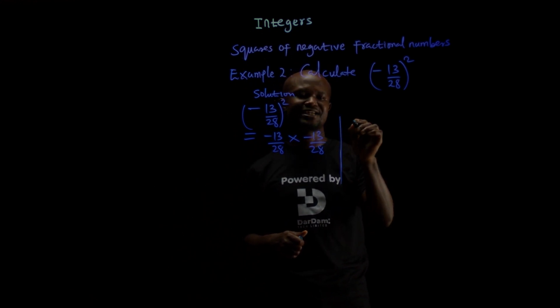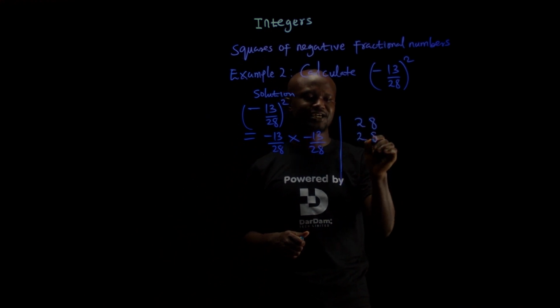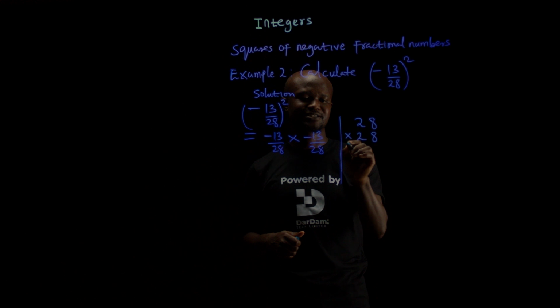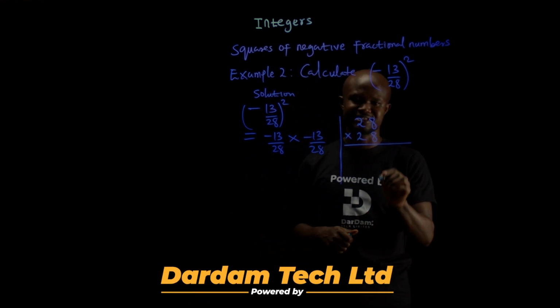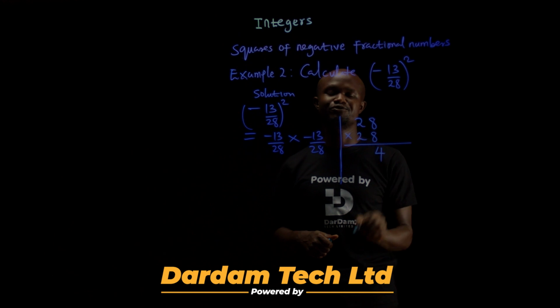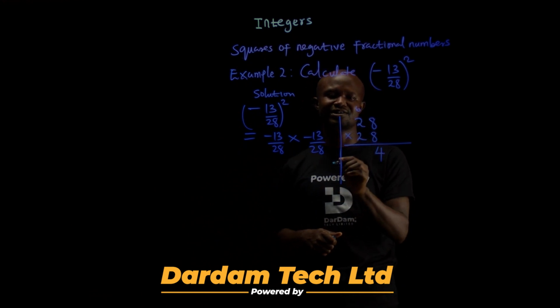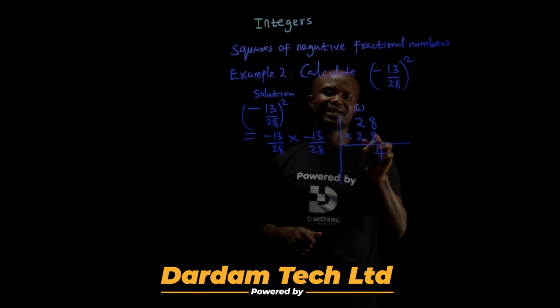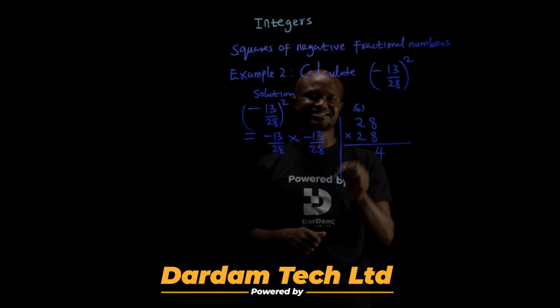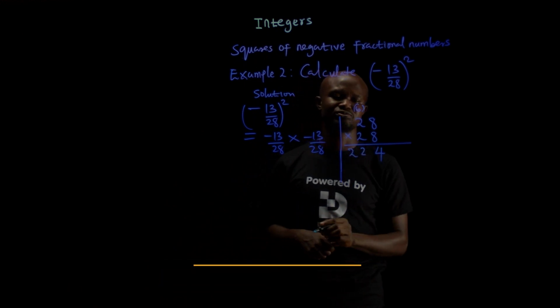Now, let's multiply out 28 by 28. What will you have? 8 times 8, that is 64. So you are going to carry 6. You carry 6, take note. Now, 8 times 2, what do we have? 16. 16 plus 6, that is 22.